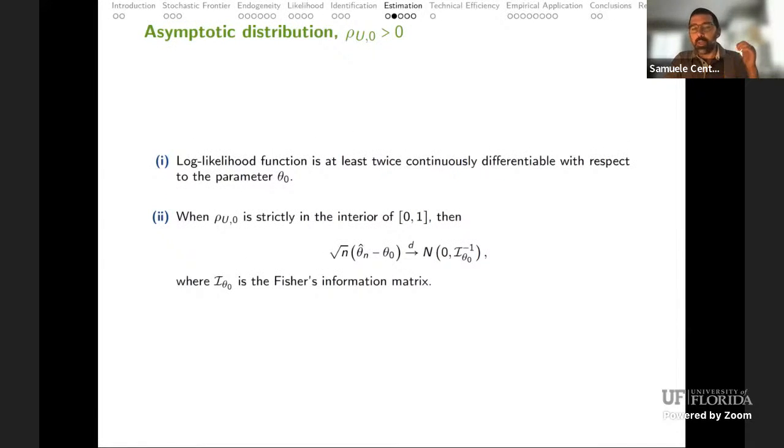So again, if rho u is in the interior of the parameter space, I'm assuming that all the other parameters are locally identified, standard maximum likelihood. I have a standard normal distribution. The variance is the inverse of the information matrix, and I am good to go. So I can do inference the standard way. I can construct the confidence interval the standard way. Everything has the usual interpretation.